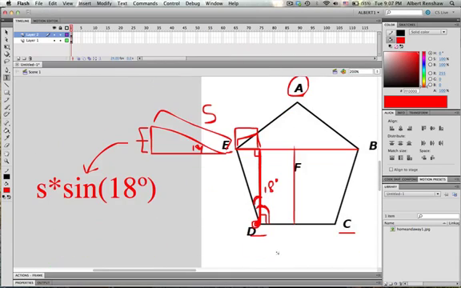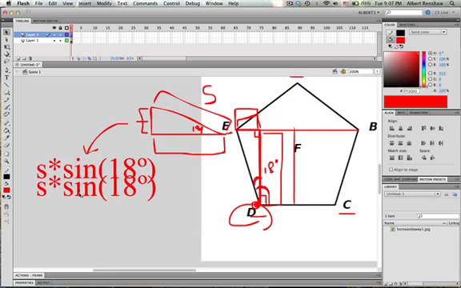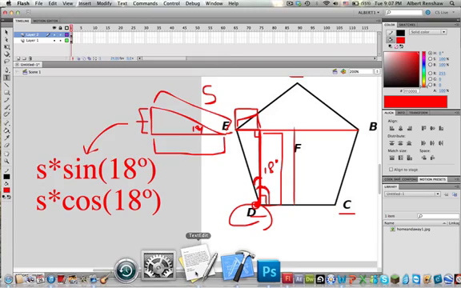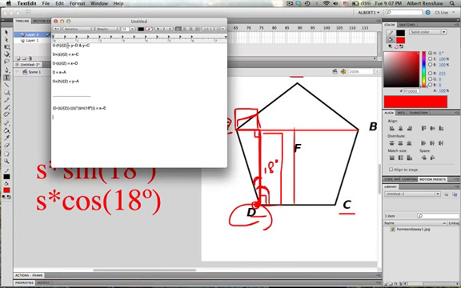And then to figure out the y value, it's just going to be whatever the y value of D is plus this length. And the way we figure that length out is the same formula, except this time we use cosine. So we're going to say whatever the y value of D is plus that whole formula, but with cosine, and again, make sure it's degrees, is the y value of E.